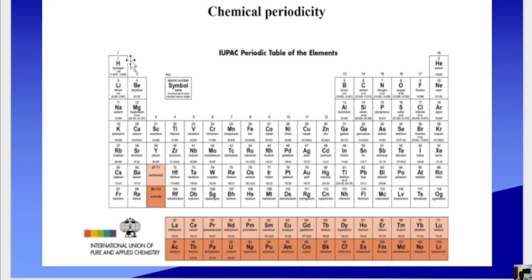Now, each of these main group element columns are referred to as groups. So here we have group 1, group 2. Now, group 3 is column 13, group 4 is column 14, group 5 is column 15, group 6 is column 16, group 7 is column 17, and group 8 is column 18.